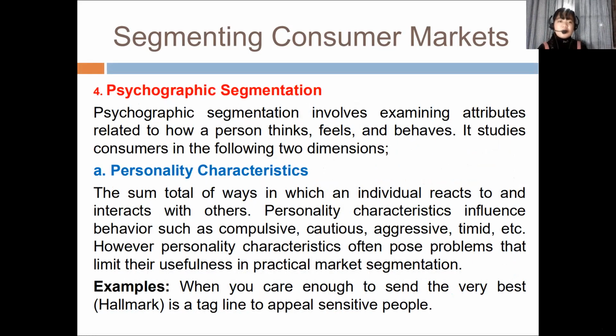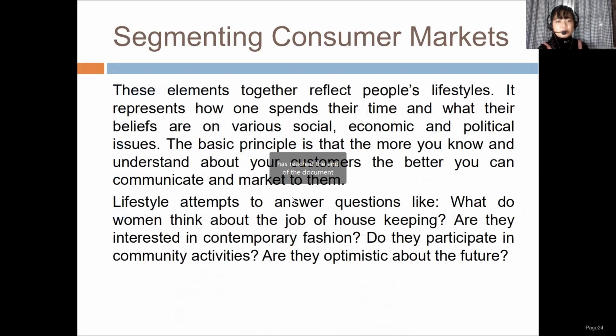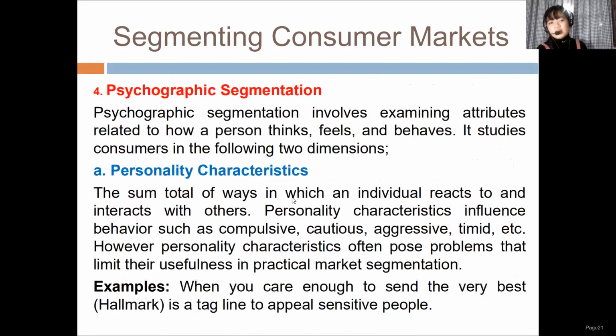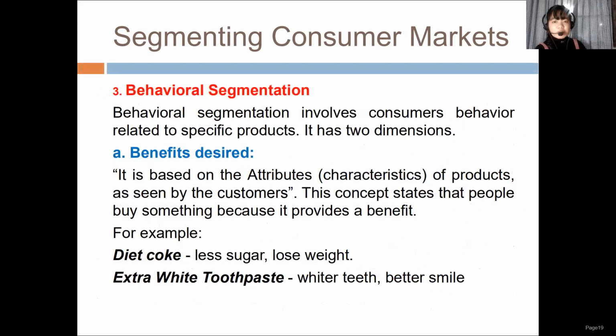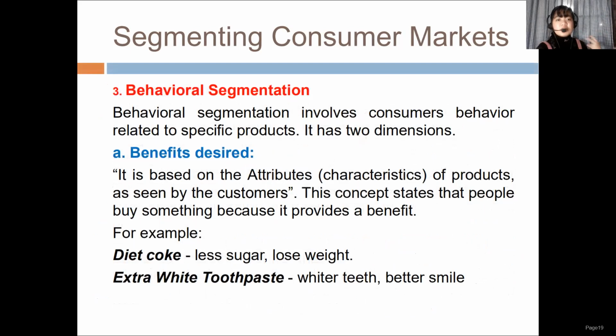Okay, last is psychographic segmentation, which is divided into two. You have personality characteristics and lifestyle. Personality characteristics is the sum total of ways in which an individual reacts to and interacts with others. So the characteristic is based on his personality as a person. This differs from behavioral, which is more on my behavior towards a certain product.